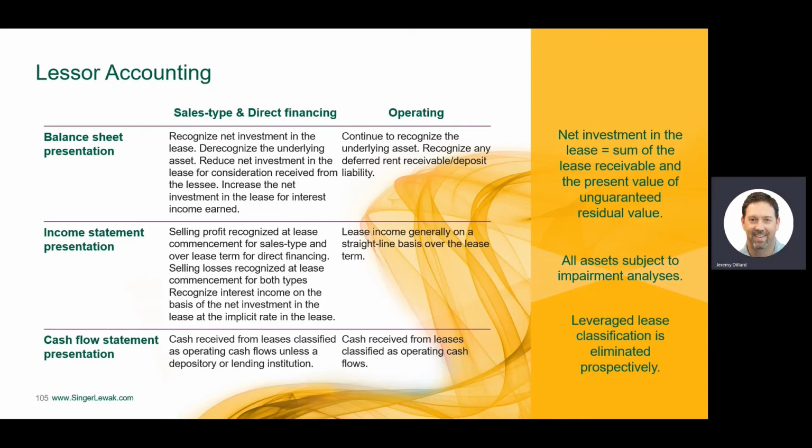For operating leases, the lessor keeps the lease asset on its books and just recognizes the lease activity as it's incurred. That includes the rent receivable, security deposit liability, deferred rent, and so forth. For the income statement, the lessor recognizes the lease revenue on a straight line basis over the lease term.